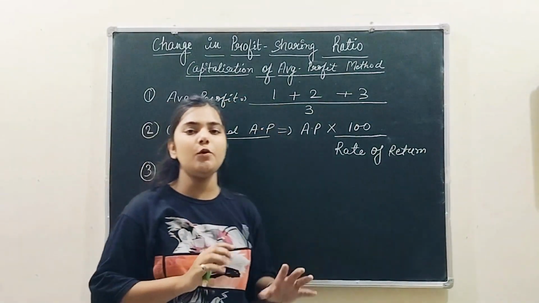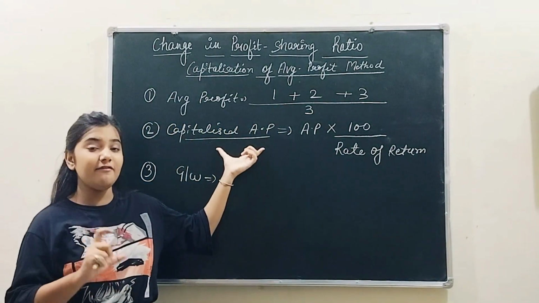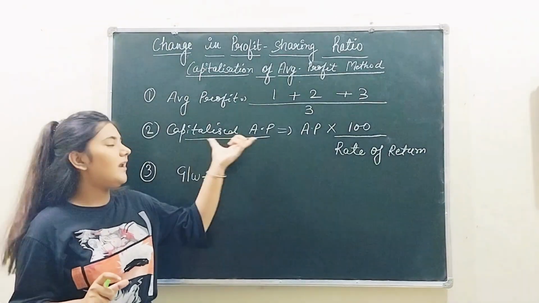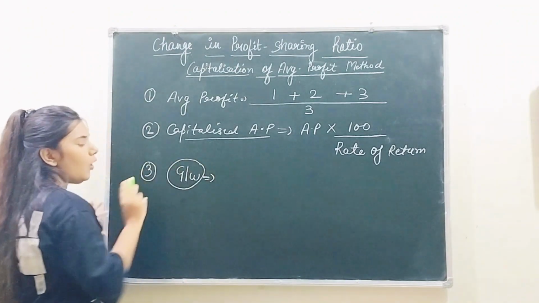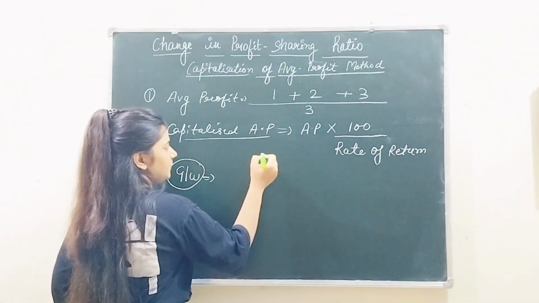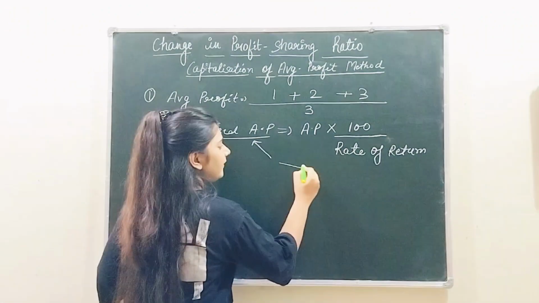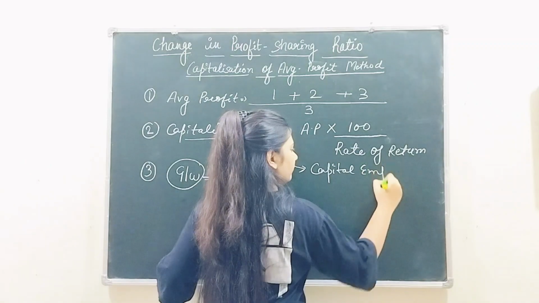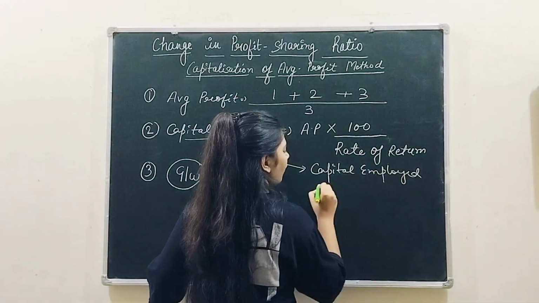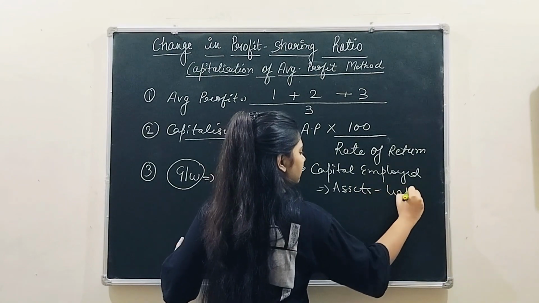So in the first step you have calculated your average profit. In the second step you have calculated your capitalized average profit, right? Now the third step is about the calculation of goodwill. और इसके लिए आपको दो चीजें चाहिए. First you need capitalized average profit and second you need capital employed, right? And the formula for capital employed you already know, assets minus liabilities, right?